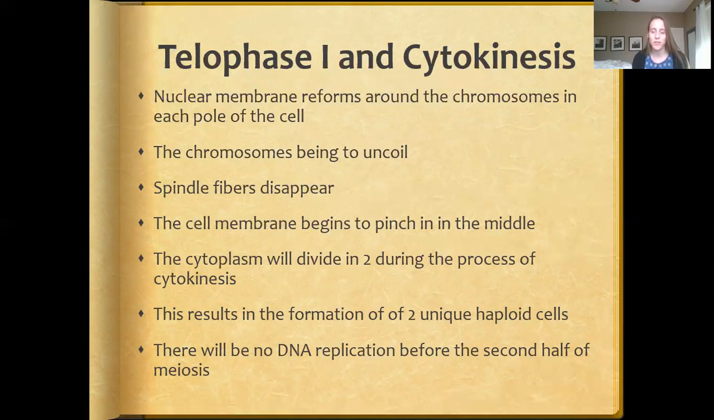And our 2 daughter cells are unique, so they're not identical to each other. They're also haploid at this point.